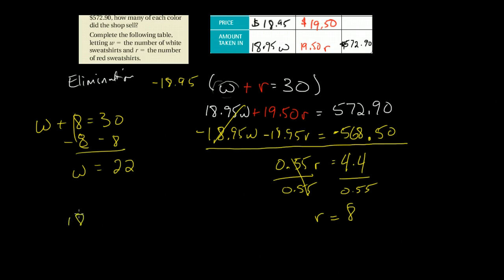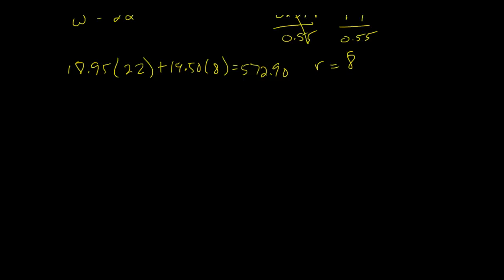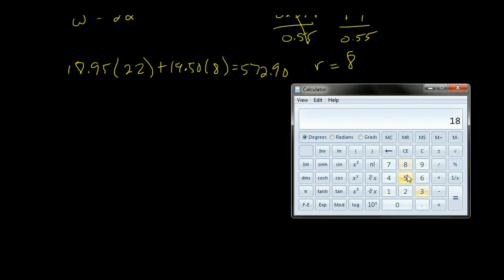So $18.95 is the cost of the white shirts, and I sold 22 of them. 22, not 20. 22 of them. Plus $19.50 is the red shirts, and I sold 8 of those. And that should be $572.90. Let's see if that's true. 18.95 times 22 equals 416.90.